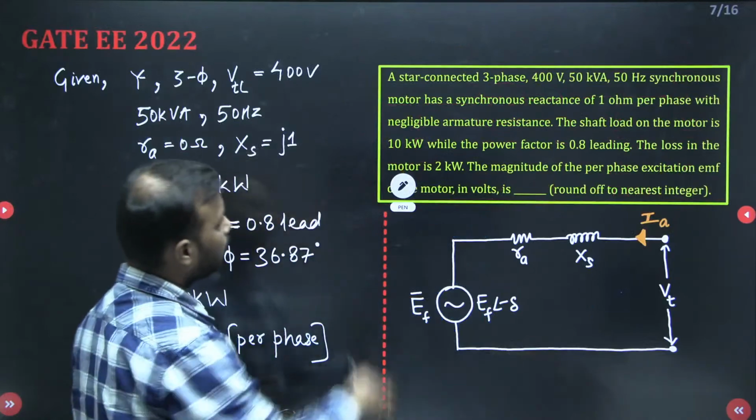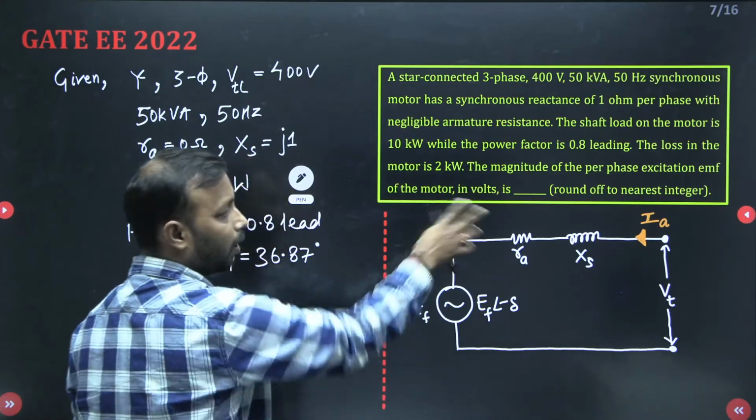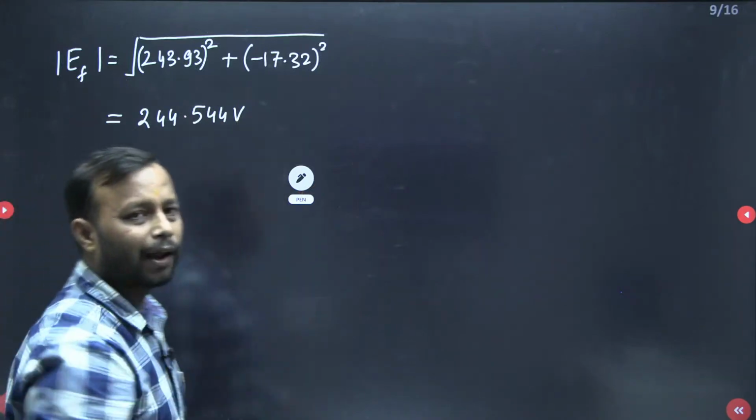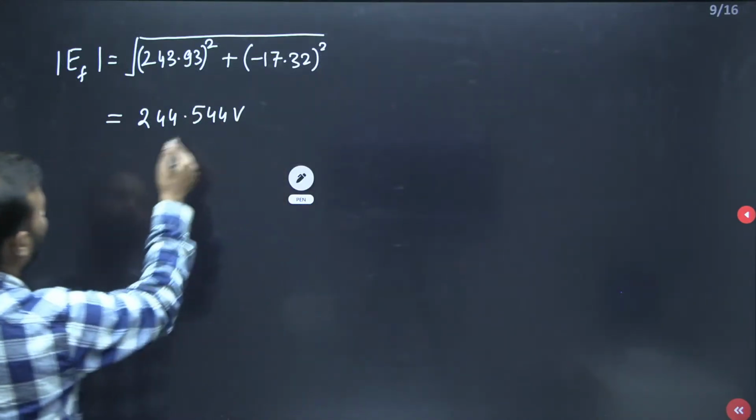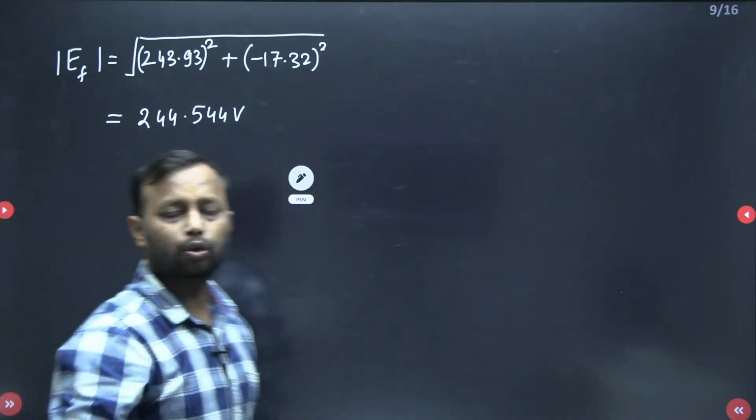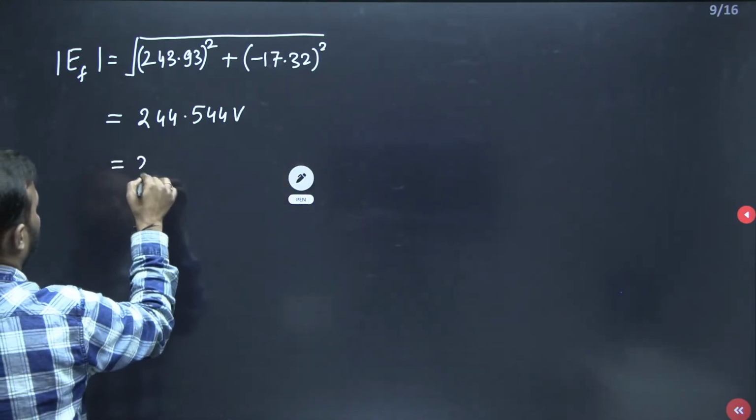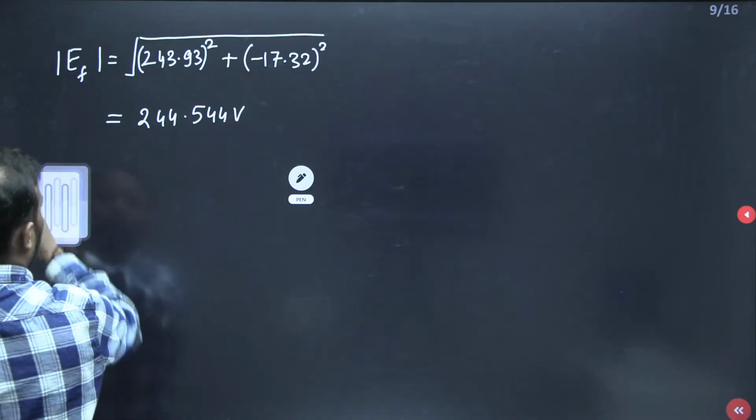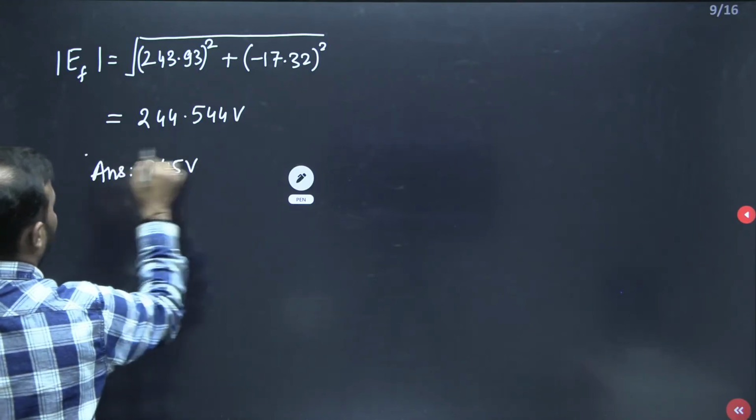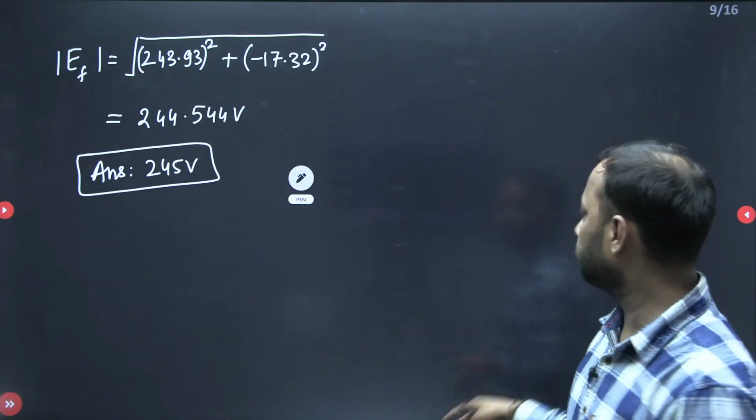In the question they have asked the per phase excitation EMF in volt, but rounded to the nearest integer. Okay, very important line. If you write this value as it is, your answer is going to be wrong. Now let us round off this. Is this value closest to 244 or 245? It is closest to 245. So the answer is 245 volt, as we need to provide the answer to the nearest integer. Got the point? Any doubt?